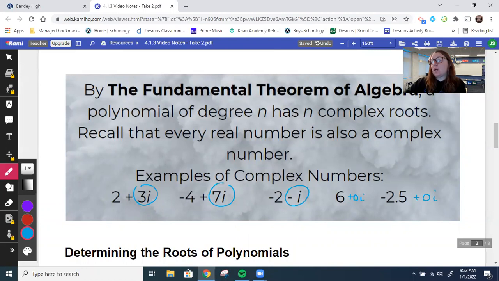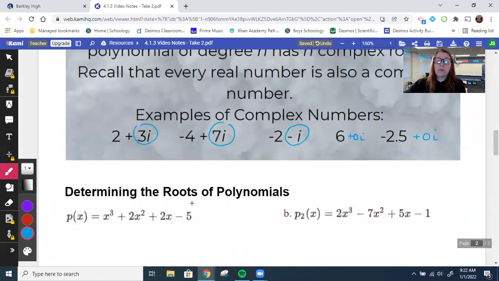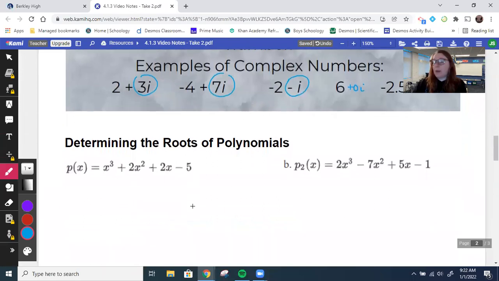All right, so next we're going to talk about how can we determine the roots of a polynomial. And when we talk about that, the word roots is interchangeable with the solutions.